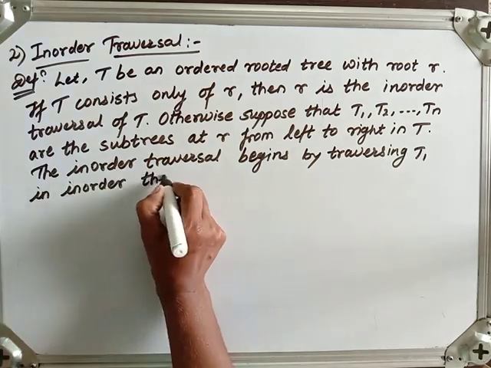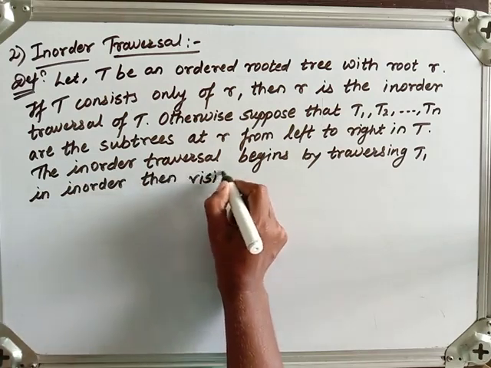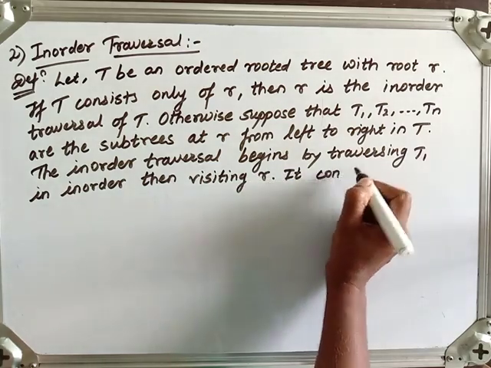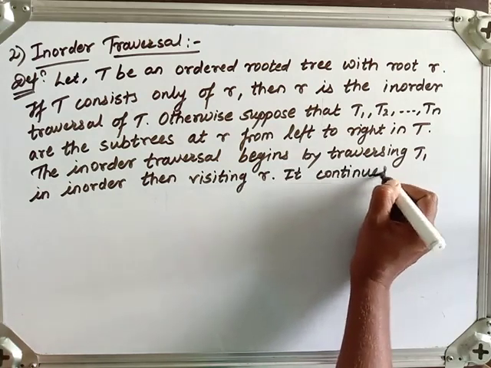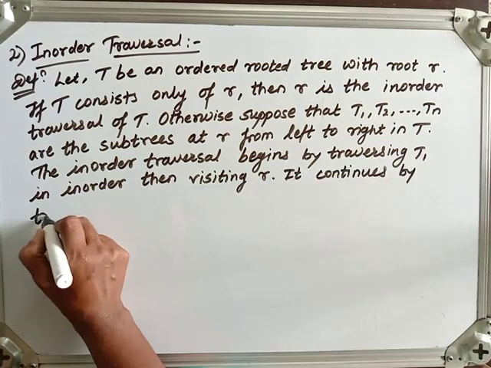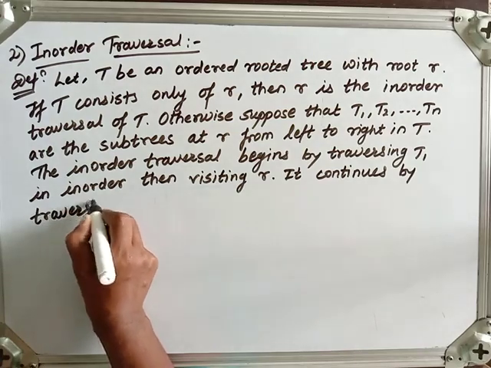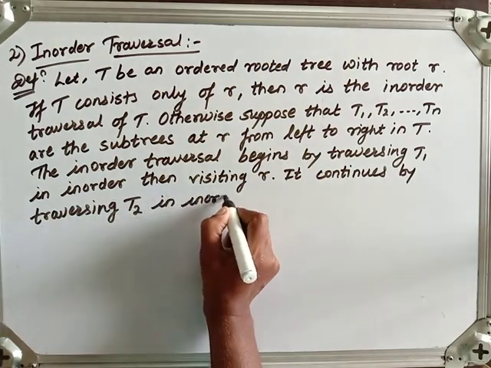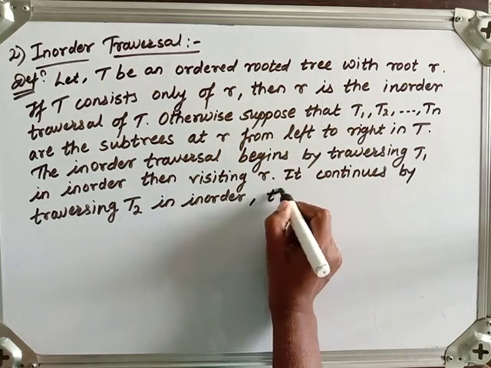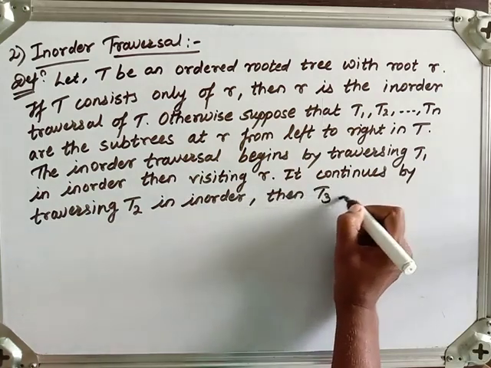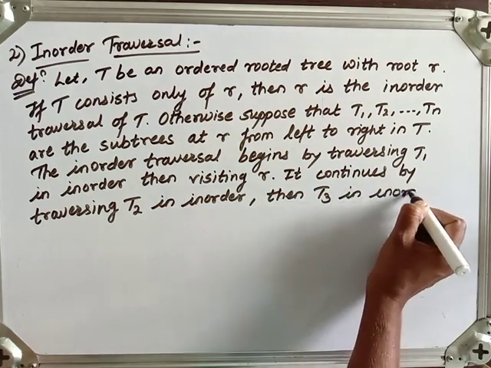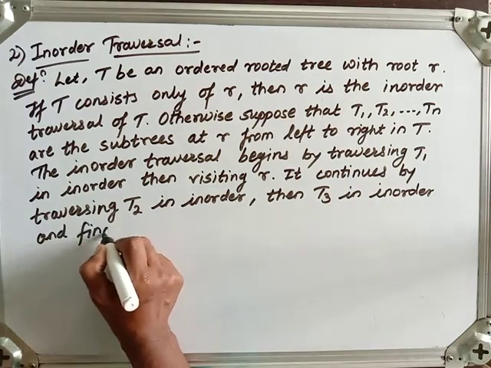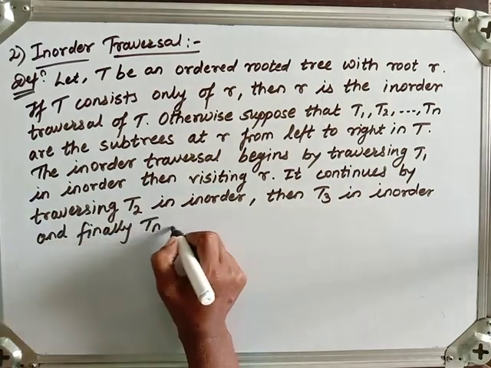Then visiting R, it continues by traversing T2 again in order, and then T3 in order, and finally Tn in order.